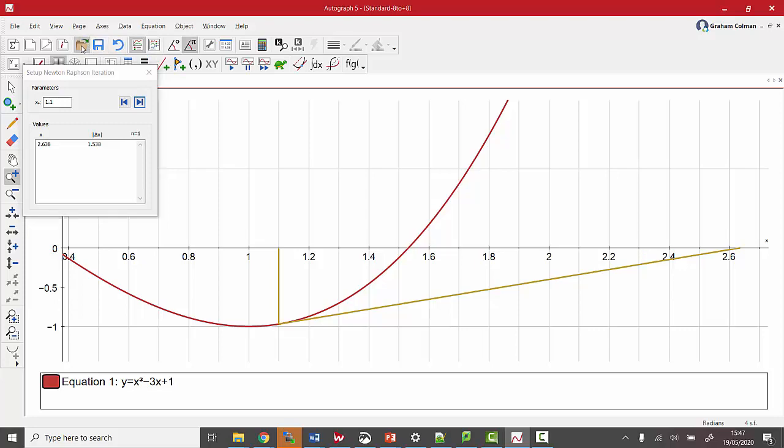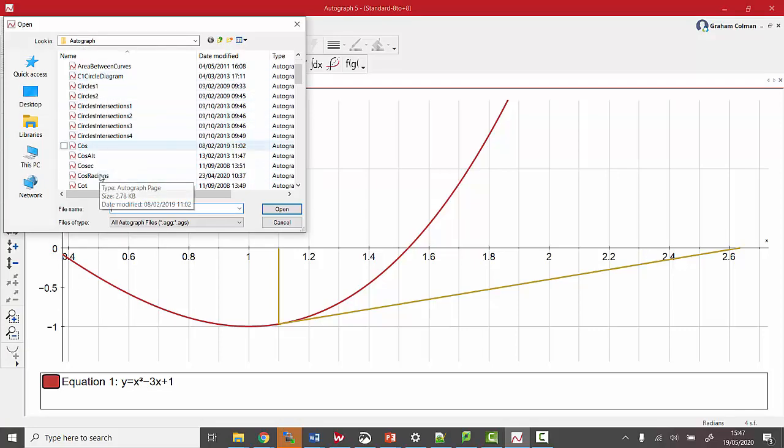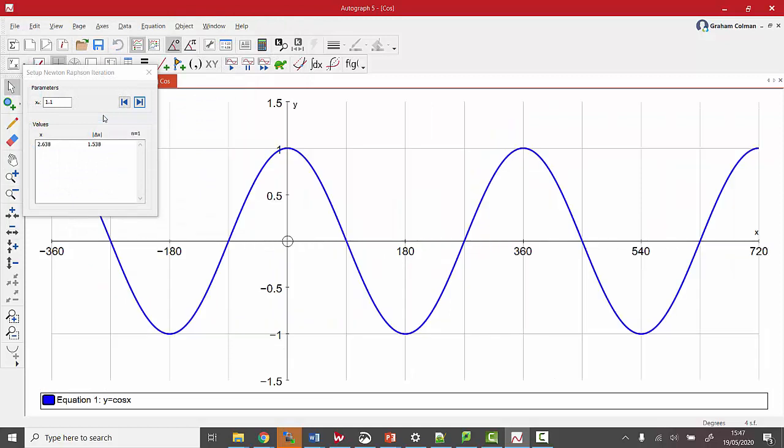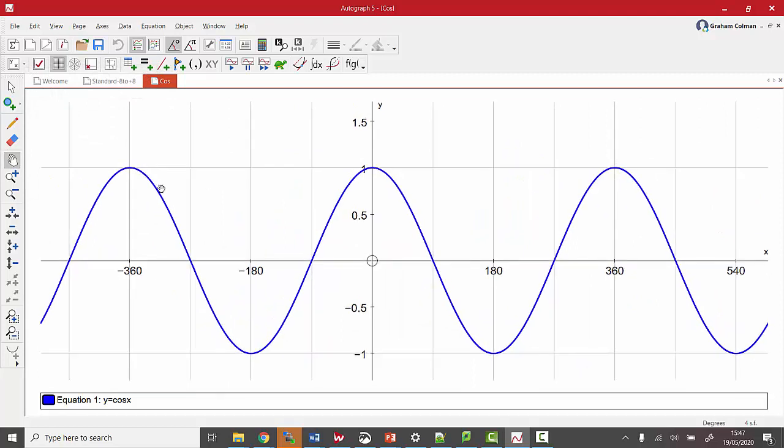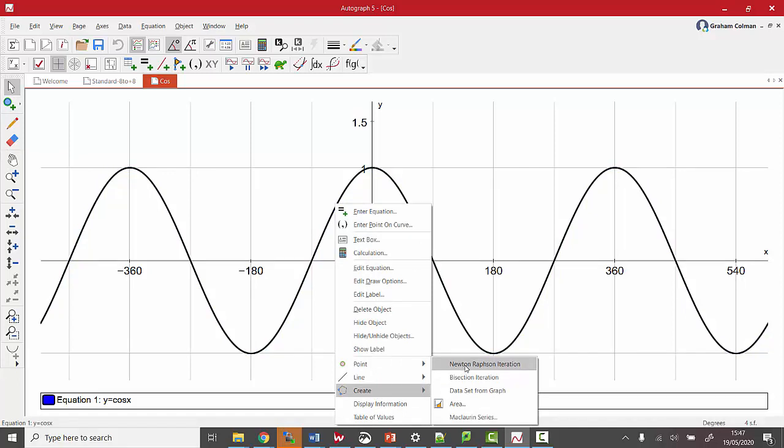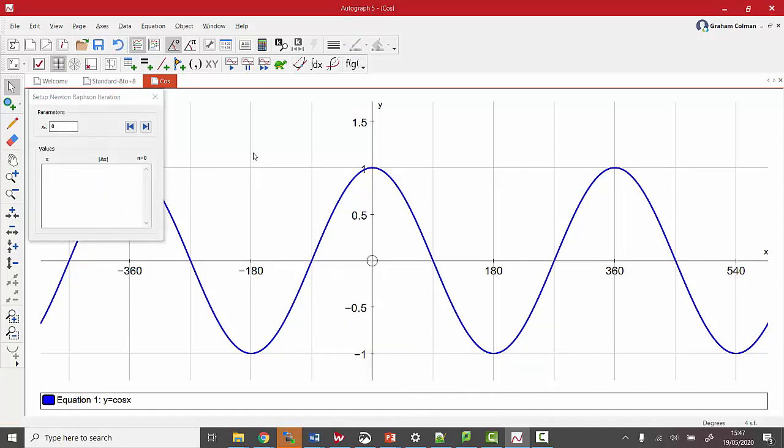A good one to also illustrate when the method won't work is if we use a cos value. I'm just going to close that. I'm going to reset my graph so it's nice and in the middle. Okay, so as before, select the graph, right click, create, Newton-Raphson iteration. Okay, so we've got a value, which one do we want to choose? Let's start here. So if I have a starting value of 300, I would imagine that it homed in on that root of 270.